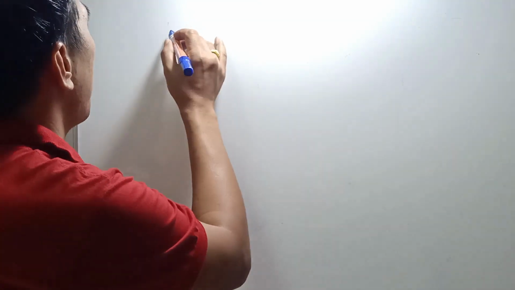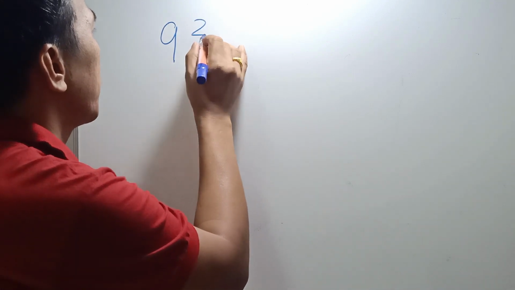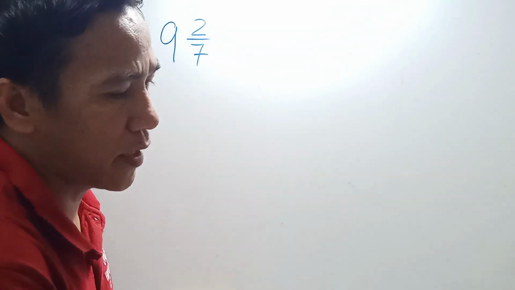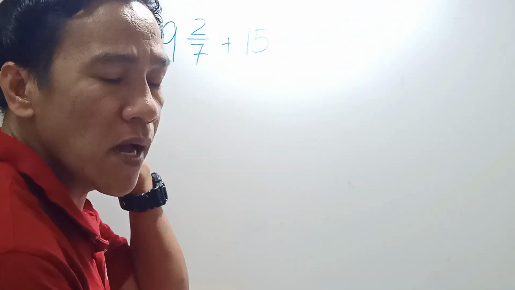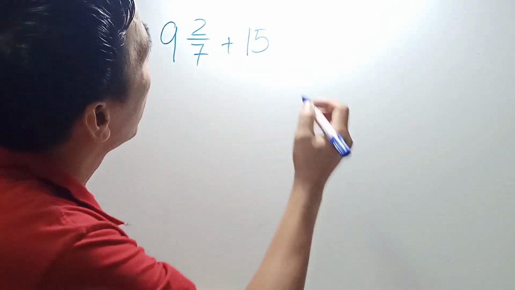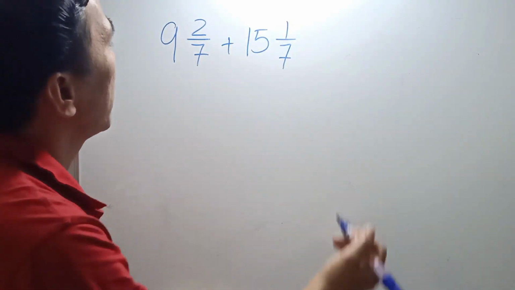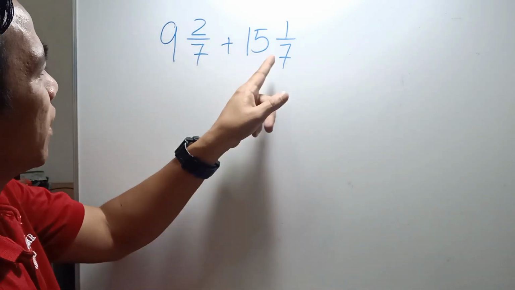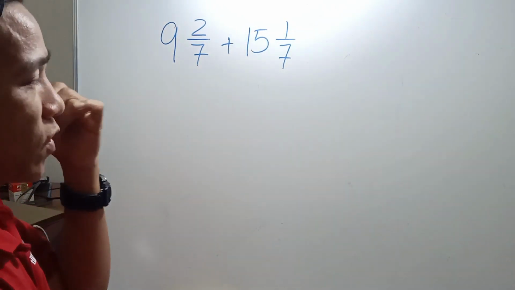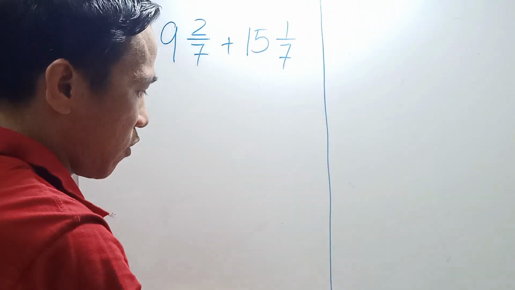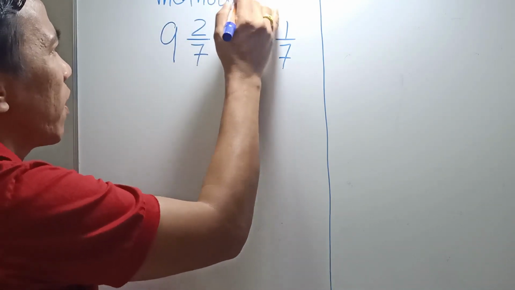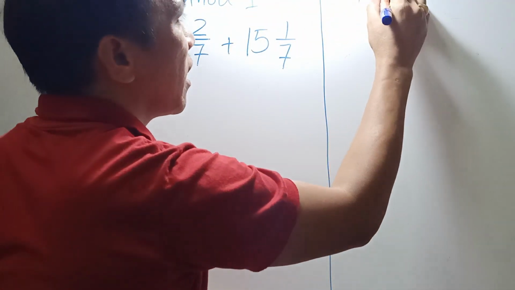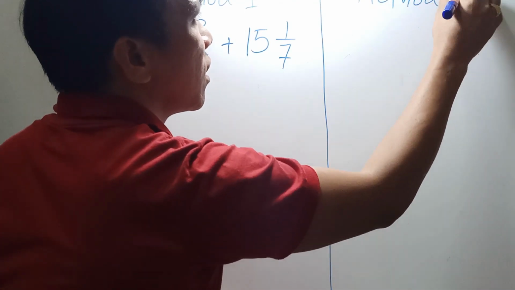Okay, let's take another example. For example, if you have 9 and 2 over 7 plus 15 and 1 over 7. So 9 and 2 over 7 plus 15 and 1 over 7. In our first method, I'm going to divide my board into two. This is my method 1, and this one will be method 2.